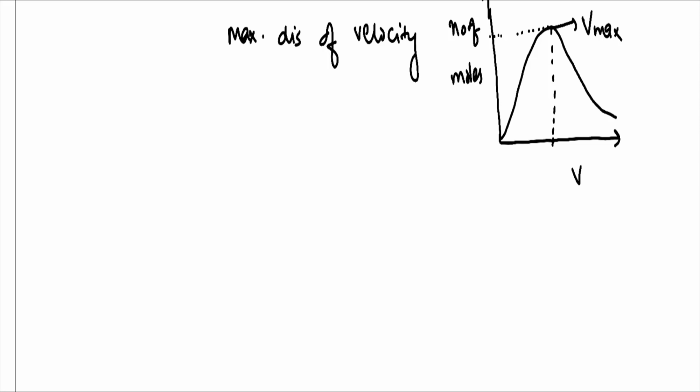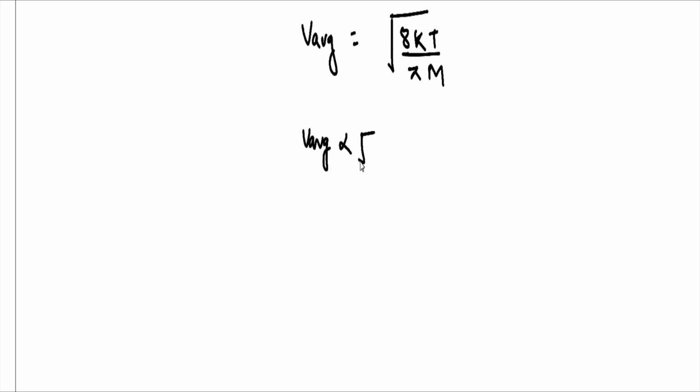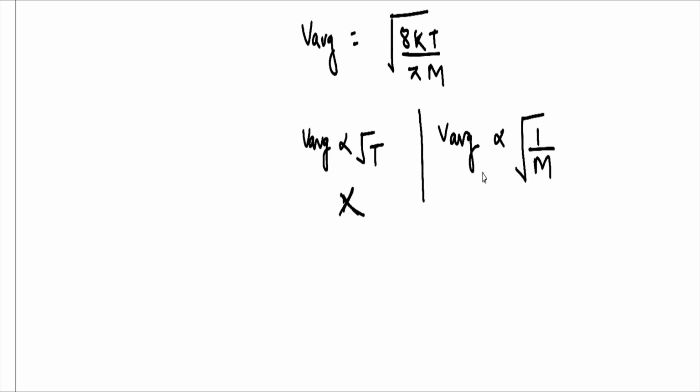Now the average velocity is given by the formula V average equals under root 8kT upon pi m. From this formula we can say that our V average depends on two things, first temperature and second mass. V average is directly proportional to the root of temperature, and V average is also inversely proportional to the root of m. Now the temperature for all the vessels is the same, so this is not useful for us. We will use only that V average is inversely proportional to root of m.